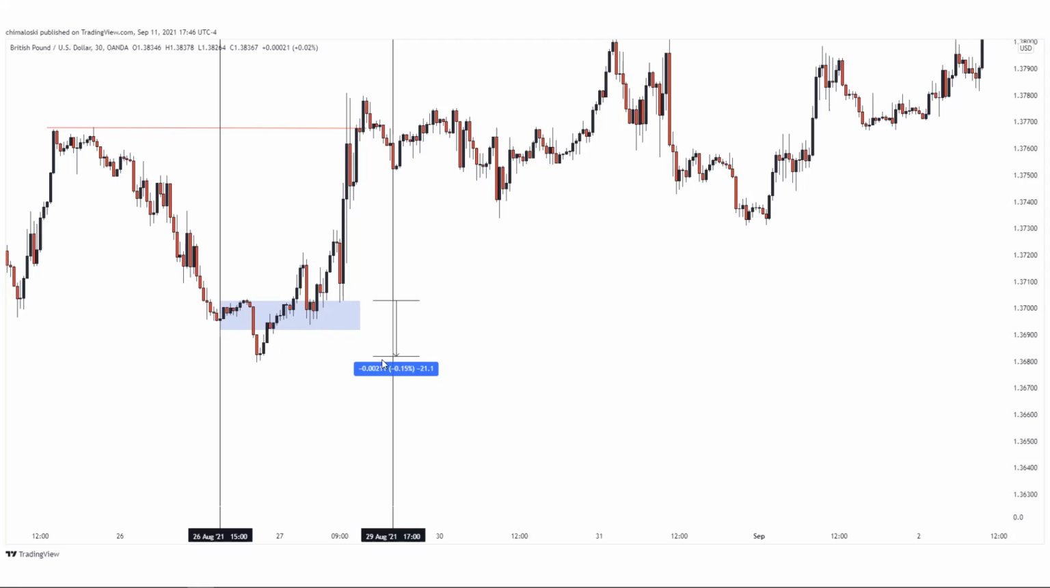We could use that 21 pip or even 15 pip because we do not expect price to trade below this low, or to even trade to this area. We could do that, or what we could do would be to move to a lower time frame to take this further. That's another way we could do this.